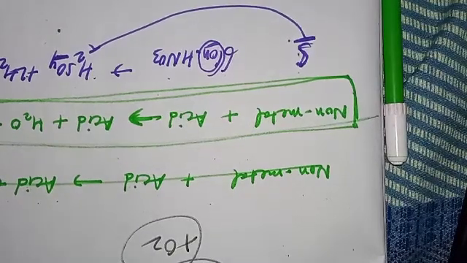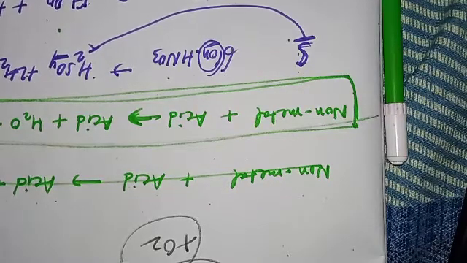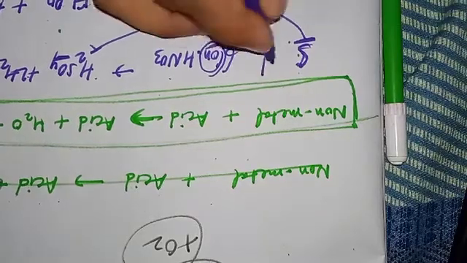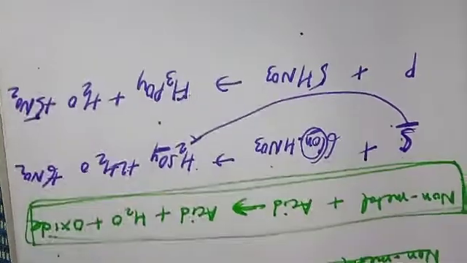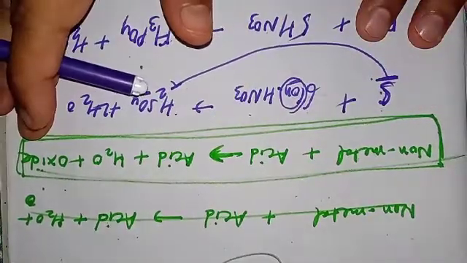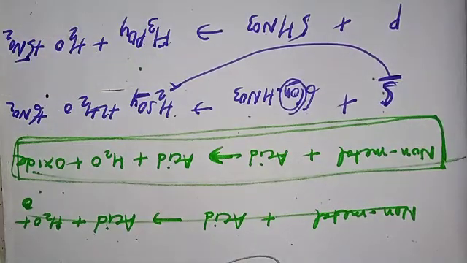Similarly, if you take phosphorus and concentrated nitric acid, it will give you phosphoric acid H3PO4 along with water and nitrogen dioxide. Balanced. So you understood this reaction as well. You have to learn this reaction. So I recommend that you please just learn this structure, write the reaction and try to balance afterwards.